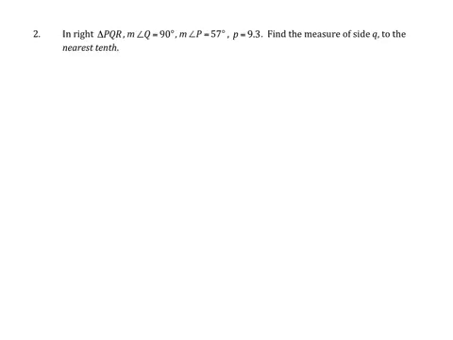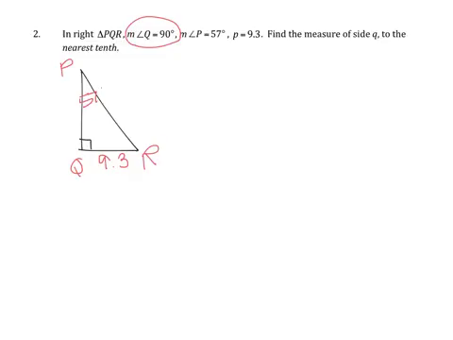Moving on to the next. In right triangle PQR, stop right there and draw a picture. Right triangle. Make sure you know what letter gets assigned to the right angle. As you can see, angle Q is 90. That means P and R are the other two acute angles. Angle P is 57 degrees. So I'm going to write that in there. And the length of side p, which is across from angle P, is 9.3. Find the measure of side q.